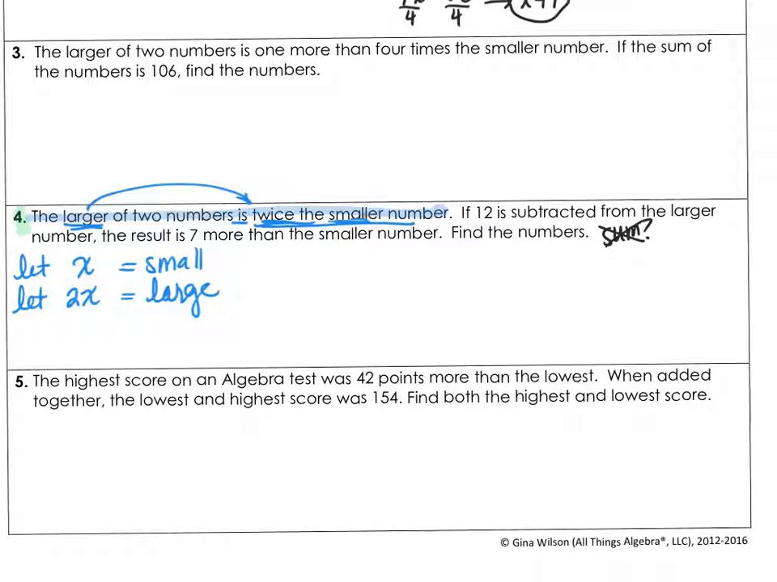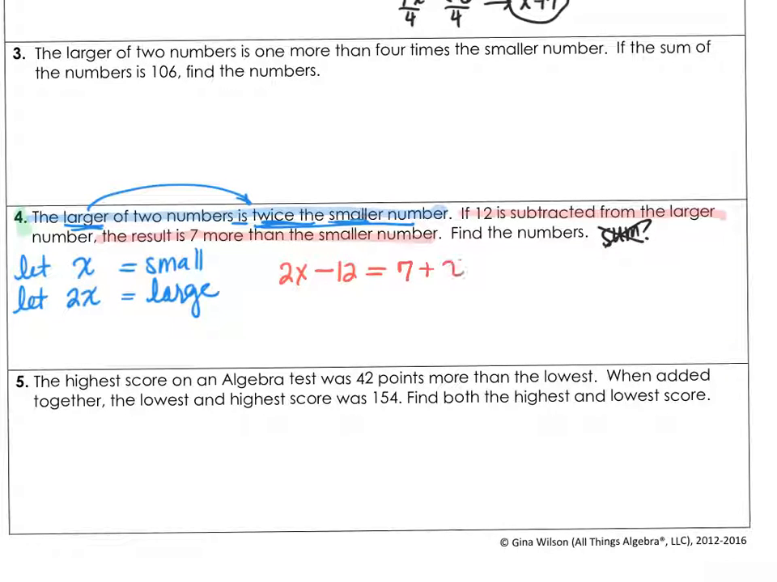Now in this next statement, if 12 is subtracted from the larger, the result is 7 more than the smaller. That's going to be our equation. If 12 is subtracted from the larger, then the result is 7 more than the smaller. Now we've built an equation, now we can solve.